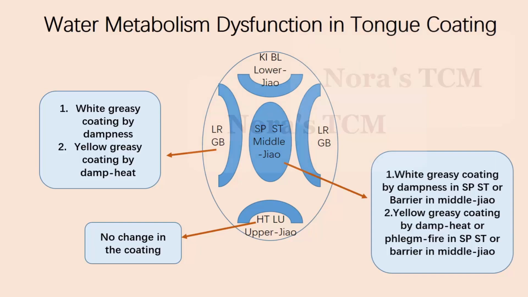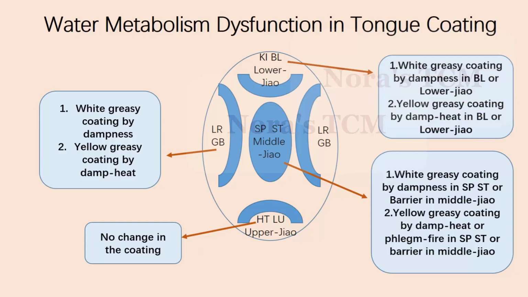So if there's a barrier located in the middle jaw, there will also be white greasy tongue coating if there's no heat. The second situation is yellow greasy tongue coating, caused by damp heat or flame fire in the spleen and stomach, or barrier in middle jaw. Finally, the root region. It is connected with the kidney and urinary bladder, or we say lower jaw. Two situations. First, white greasy tongue coating by dampness in urinary bladder or lower jaw. Second, yellow greasy tongue coating by damp heat in urinary bladder or lower jaw.